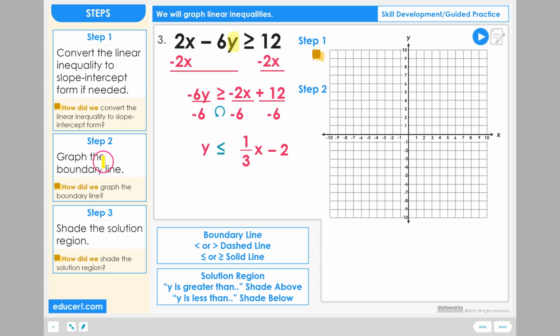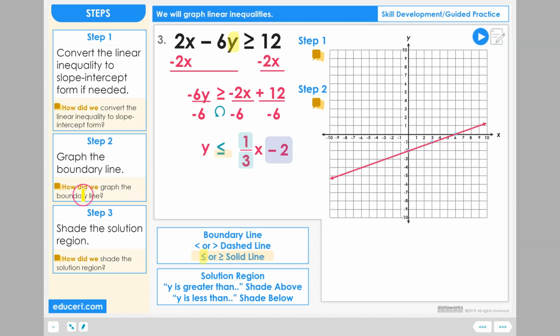Step 2. Graph the boundary line. The boundary line will cross the y-axis at negative 2 and has a slope movement of up 1 and 3 to the right. Up 1, 3 to the right, up 1, and 3 to the right. And our boundary line will be a solid line because this is y is less than or equal to.